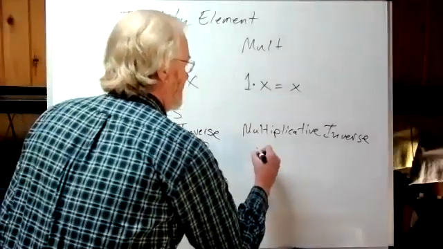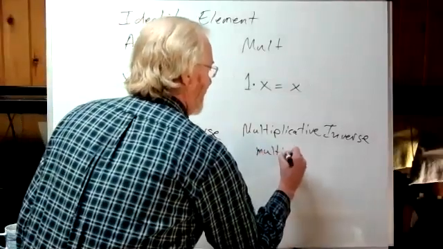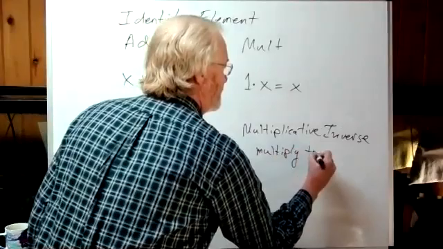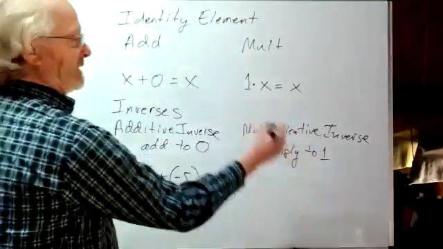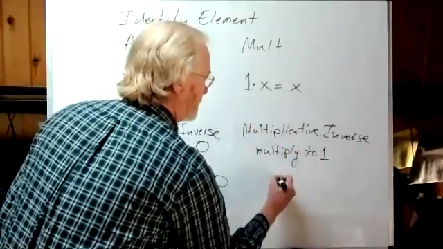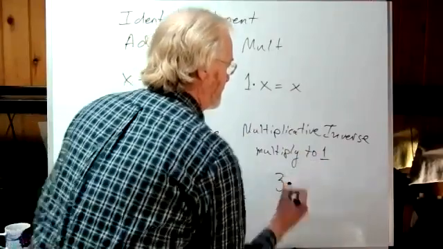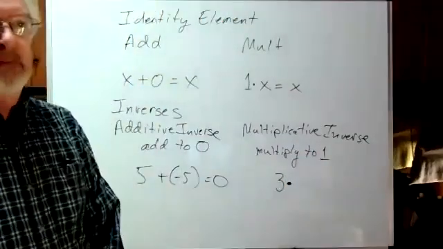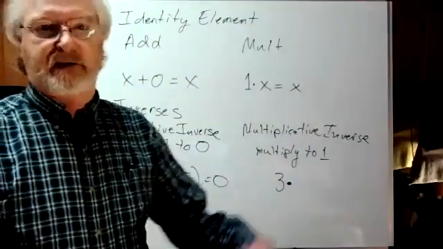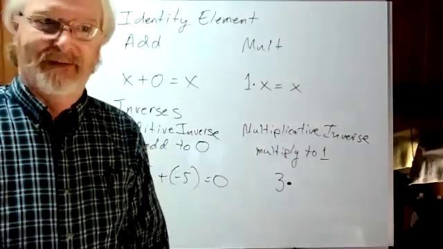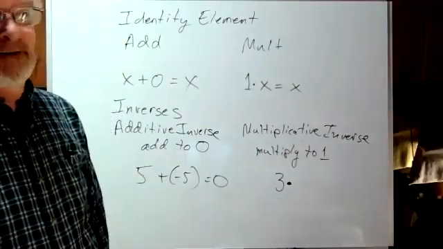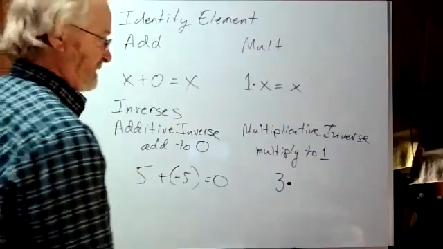Multiplicative inverses multiply to 1. So what can I multiply 3 by to turn it into 1? Its multiplicative inverse is the reciprocal.